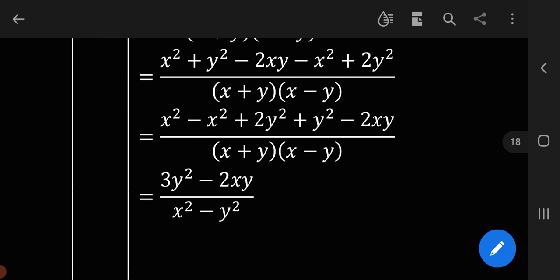You can also write the denominator as x plus y, x minus y. No one can say that this answer is wrong. If you write x plus y, x minus y in the denominator, your answer is again right. So this was the solution of the second example. So that's all for today.